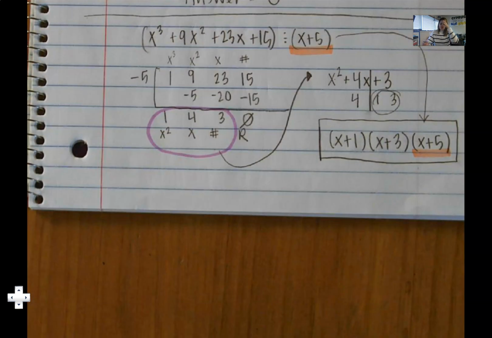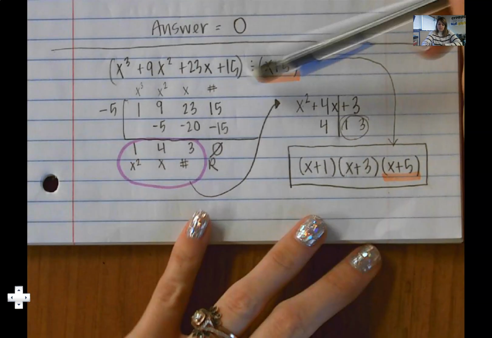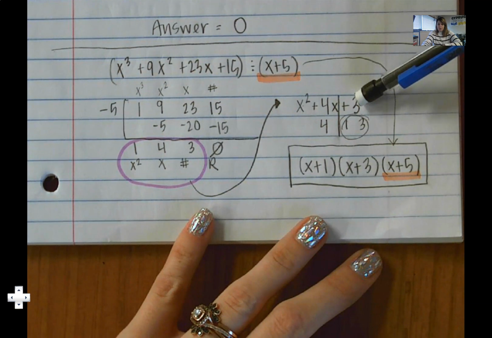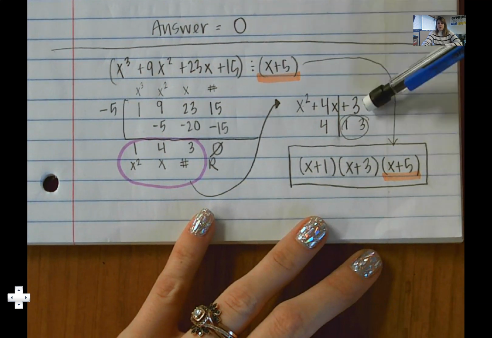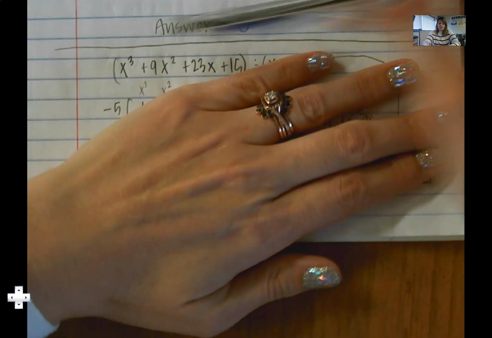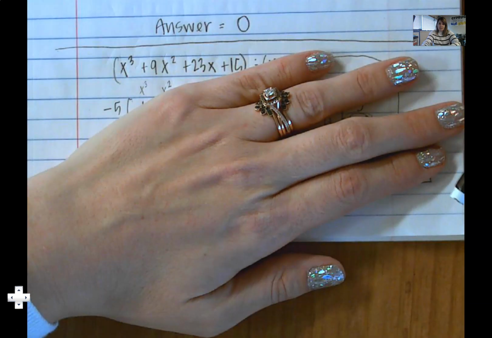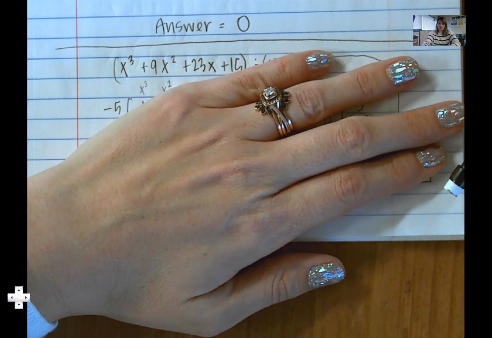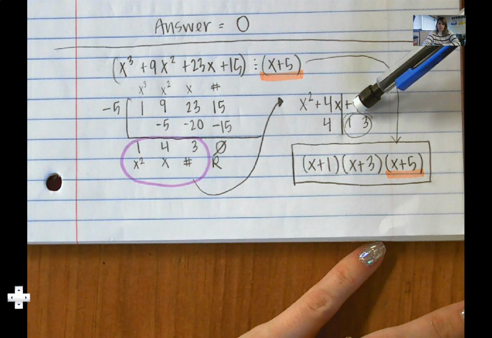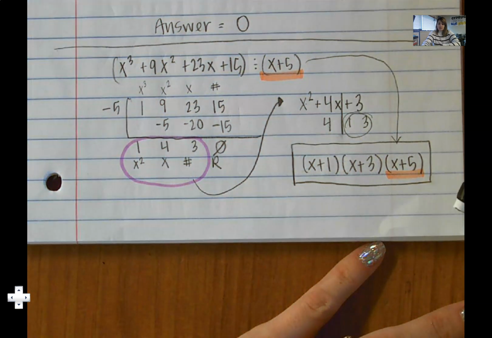So we first use synthetic division to get a trinomial that we know how to factor. We don't know how to factor this guy, but we do know how to factor this one. So we use synthetic division to get there.